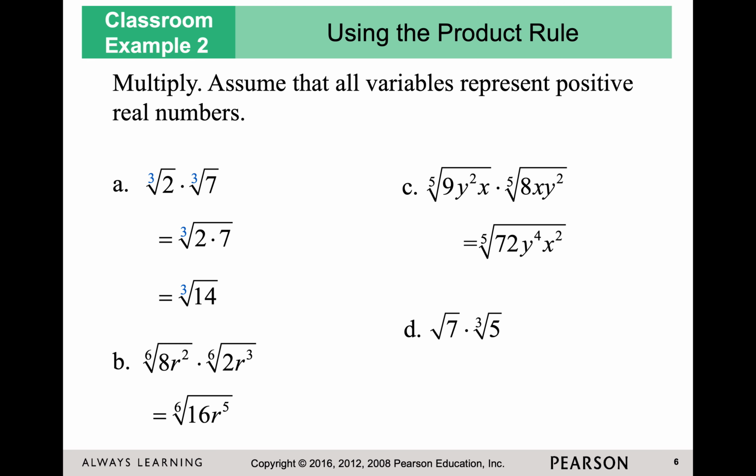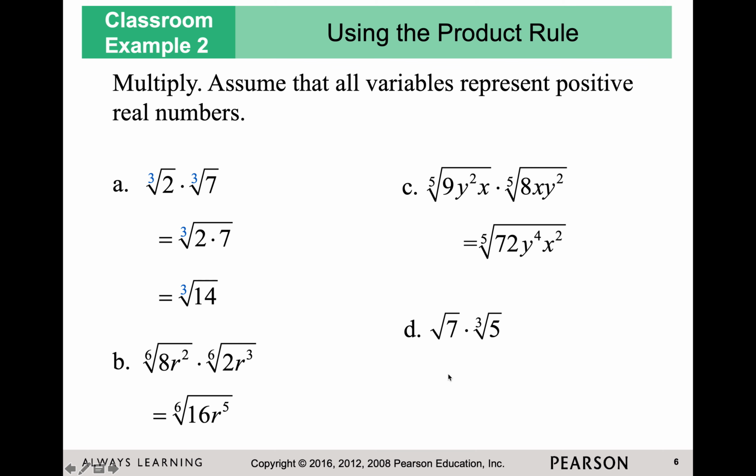Now what happened? Where did 72 come from? 72 came from 9 times 8. I'm skipping a step here, guys, to save us some slide space. Where does y to the fourth come from? It comes from y squared times y squared, means I add the exponents and I get 4. X squared comes from x times x, I add the exponents and I get 2. The same thing happens in B. I can write them under one radical, so I basically skipped this middleman step, and I did 8 times 2 is 16, r squared times r cubed, add the exponents, that's r to the fifth.